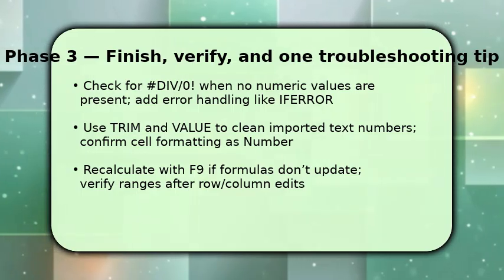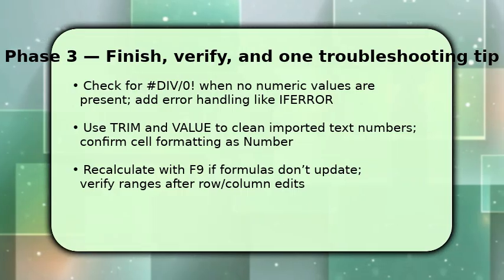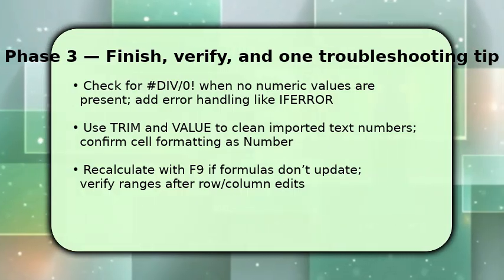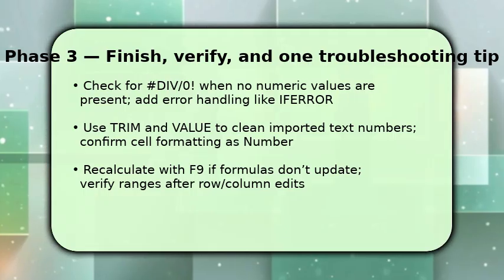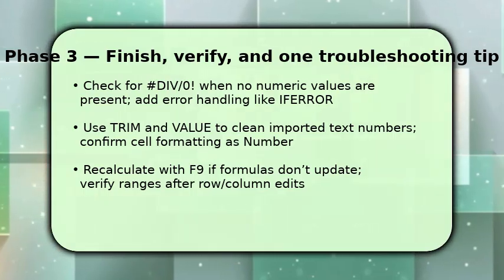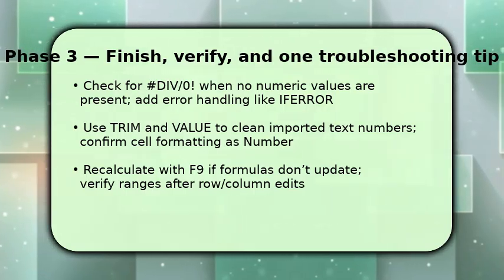When imported data appears numeric but behaves like text, use TRIM and VALUE to convert it and set the cell format to number or percentage. If formulas don't update after edits, press F9 to recalculate, and always recheck ranges when adding or removing rows so your average remains accurate.